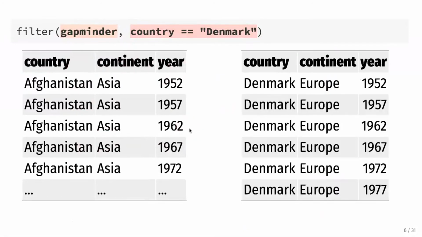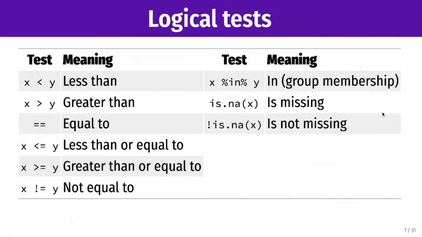It will give you a data set that looks like this, just Denmark across all the different years. Great. There's a whole bunch of different ways of doing logical tests in R. You have less than, greater than, equal to. You can have less than or equal to, greater than or equal to, not equal to with this exclamation mark. So that's how you filter.